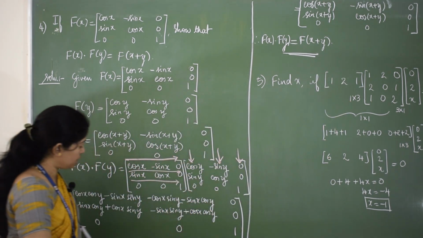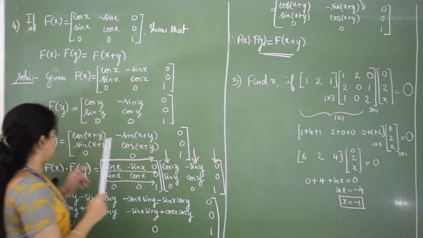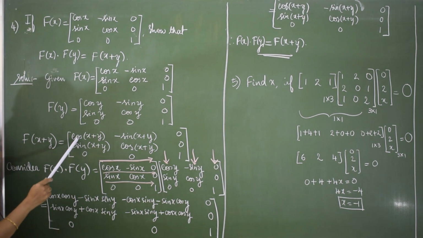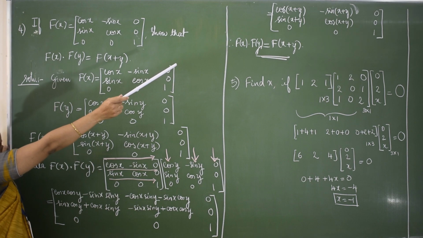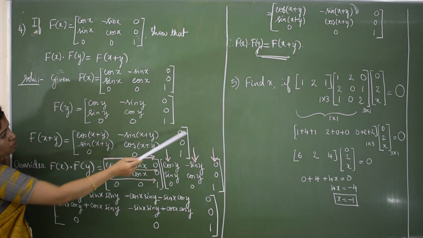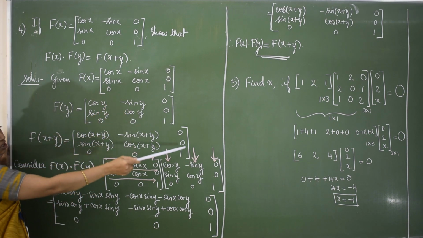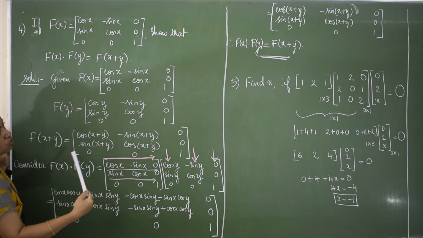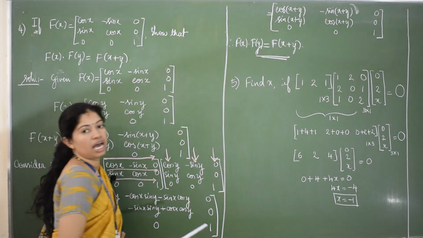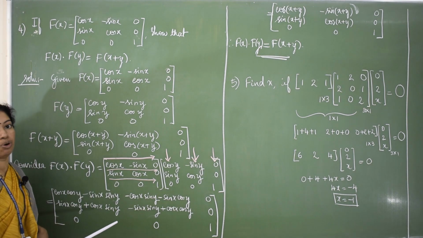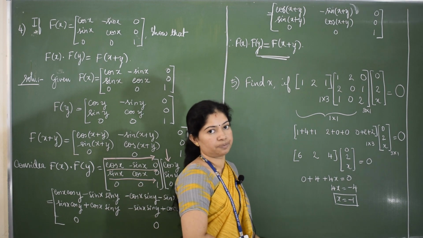And the remaining entries you write as it is. Now this is nothing but what? You have here f of x plus y is what? Cos of x plus y. You can compare. Next, here you have minus sin of x plus y. There also you have the same thing. Next entry is 0. Sin of x plus y. There also you have that. Cos of x plus y, cos of x plus y. Next is 0. And third row 0, 0, 1 you have there. So this matrix is nothing but f of x plus y. So you showed f of x into f of y is equal to f of x plus y.